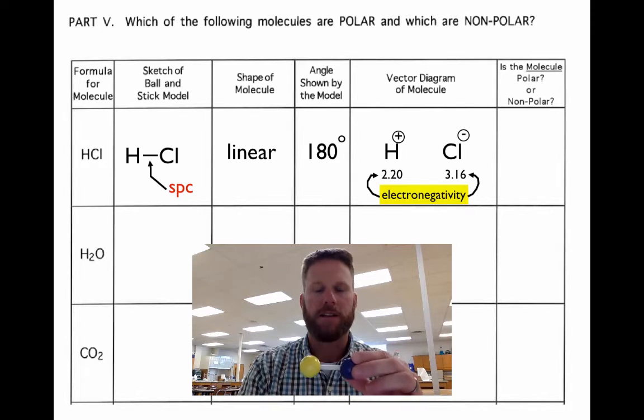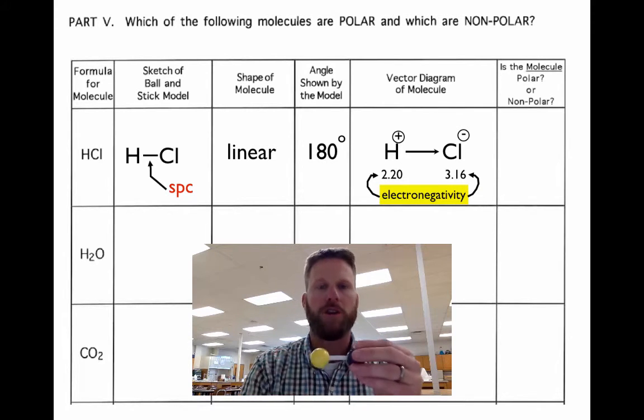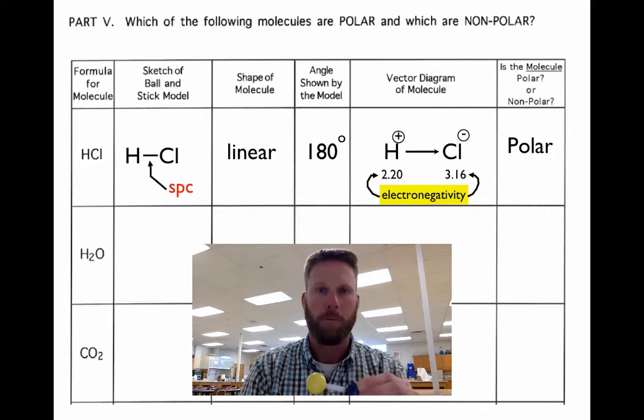We can represent that the electrons are closer to the chlorine by drawing an arrow as our bond. So the arrow is pointing at the more electronegative atom. The electrons in the bond are being pulled to that more electronegative atom, and therefore this molecule overall is also polar because it has a region of positive and negative charge.